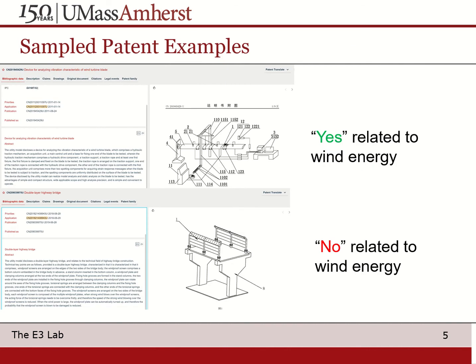Some examples of the patents that were reviewed are shown here. The example on the top is a patent that was labeled as yes, related to wind energy. It is an invention that analyzes the vibrational characteristics of a wind turbine blade. The example on the bottom was labeled as being not related to wind energy. It is an invention for a windproof screen on the side of a highway bridge.